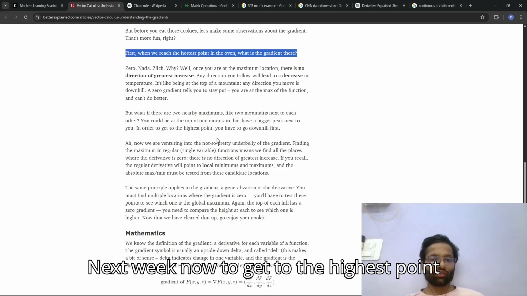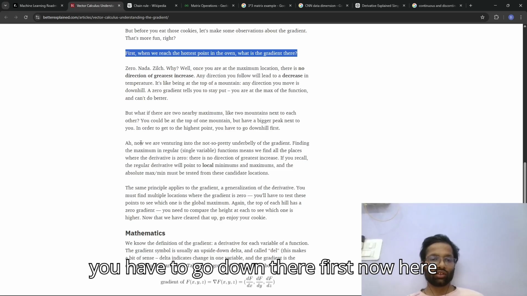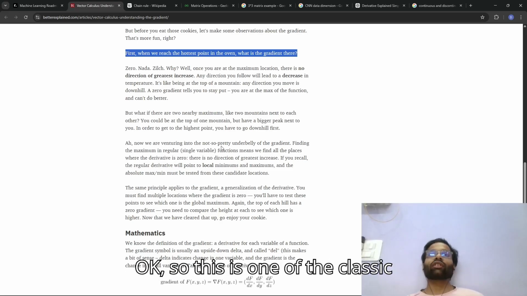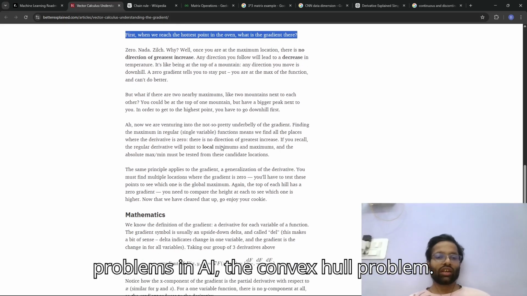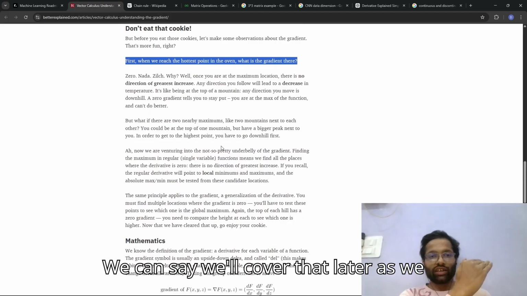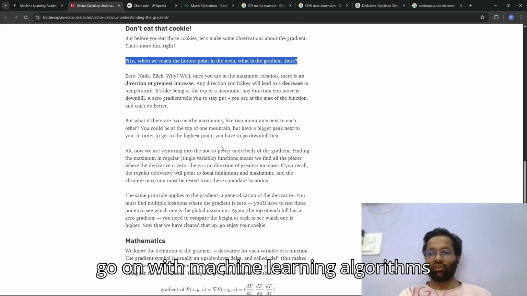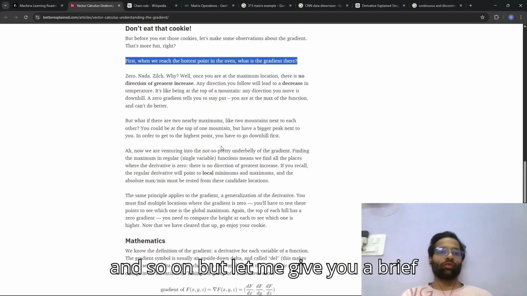Next to it, now to get to the highest point, you have to go downhill first. Now, okay, so this is one of the classic problems in AI, the convex hull problem, we can say. We'll cover that later as we go on with machine learning algorithms and so on. But let me give you a brief idea.